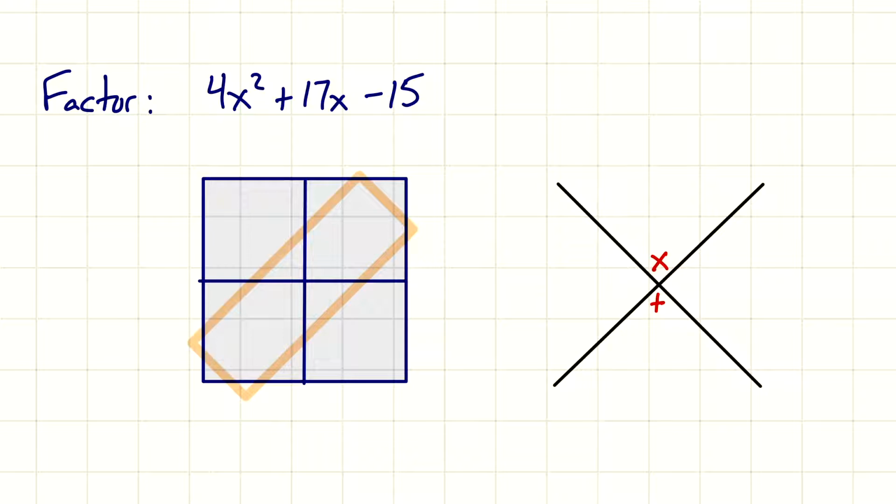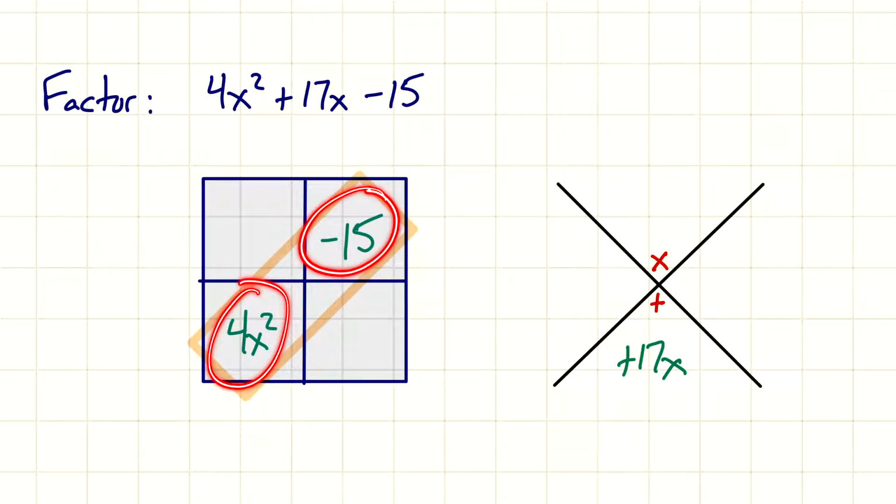4x squared plus 17x minus 15. All right, so I'm going to plug in the numbers we have. 4x squared, minus 15, and then I have a plus 17x at the bottom. All right, getting a little bit faster at these. 4x squared times negative 15 is going to give us a negative 60x squared. All right, you'll notice now we have a negative at the top. A little bit more challenging.